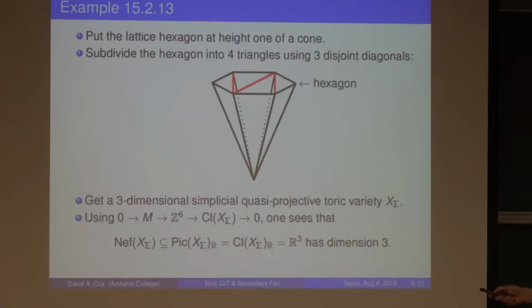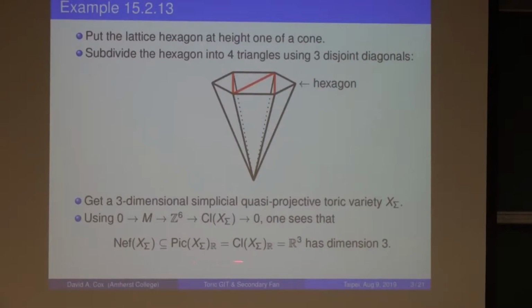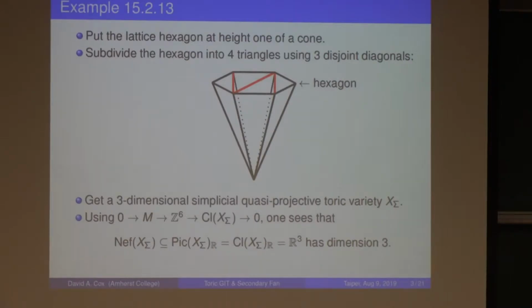And so it turns out you get a three-dimensional simplicial toric variety. And you can actually prove it's quasi-projective. And so then we play our usual game, and there's our favorite exact sequence that, in 3 dimensions, also has rank 3. And because it's simplicial, that means when I go up over the real numbers, I just get R^3. And quasi-projective means my Neff cone has dimension 3. So we have this nice 3-dimensional Neff cone. And remember, the interior is the ample stuff. So we're in pretty good shape there.